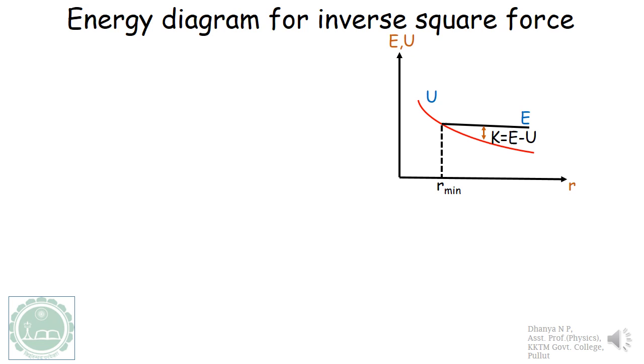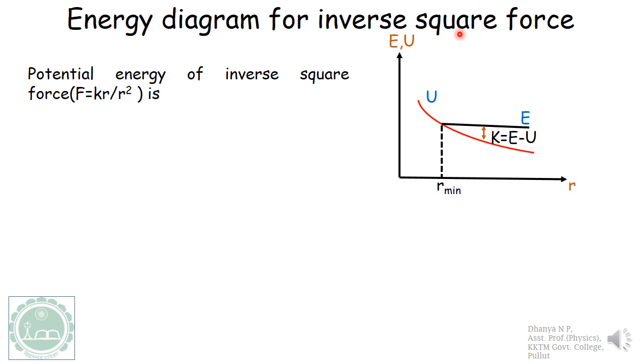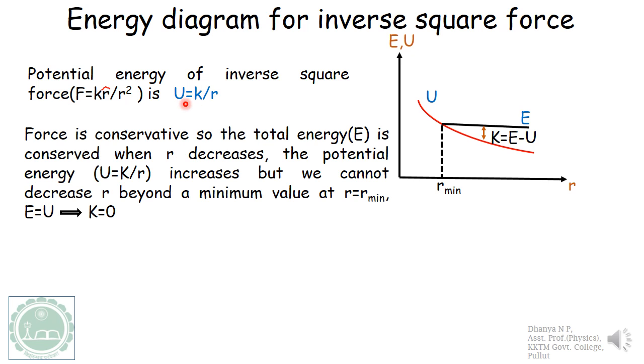Now let's look at the energy diagram of inverse square force. Potential energy of inverse square force. Inverse square force is nothing but F is equal to K r-hat by r squared, where r-hat is the unit vector. K times the unit vector r by r squared is the inverse square force. And the potential is given by U is equal to K by r. Force is conservative here also, so the total energy is conserved.